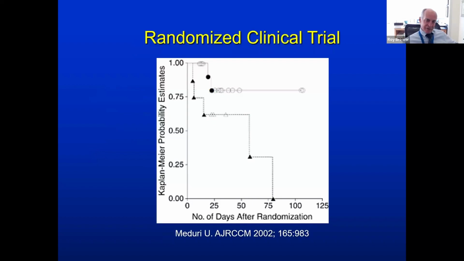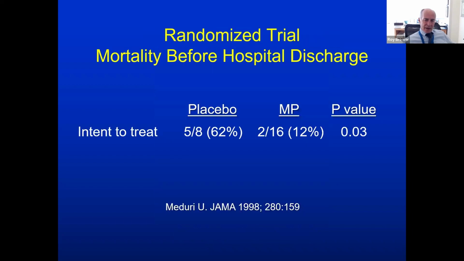He showed us this survival curve. Survival on the vertical axis, days after randomization on the right. And this appeared to be very promising. This was a small clinical trial conducted primarily in one hospital. When the data are analyzed according to the intention to treat, which it should be, it appears that the recipients of methylprednisolone had a survival benefit, 12% mortality before hospital discharge compared to 62%.